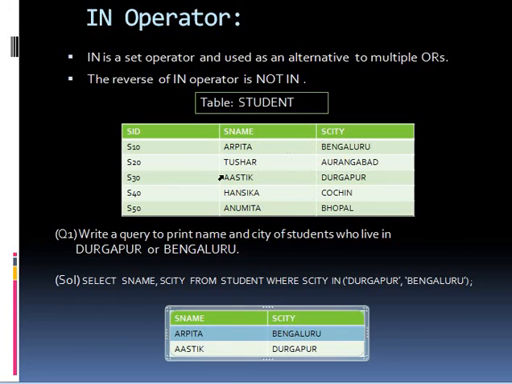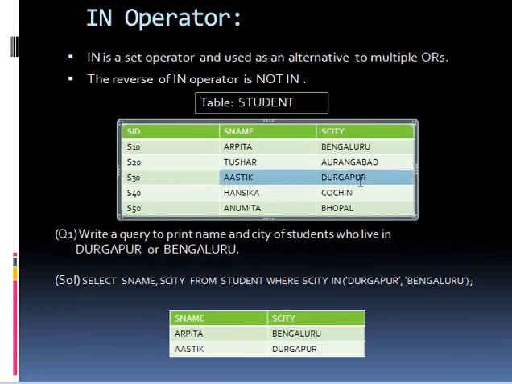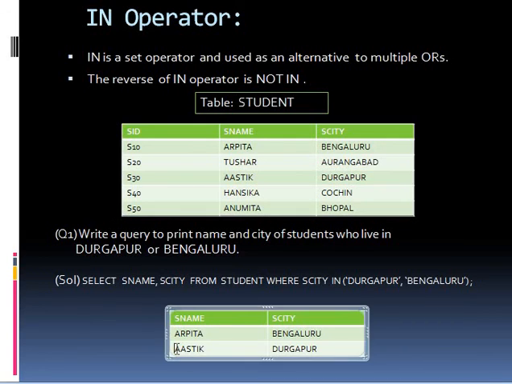Then we have the student Astik. He resides in Durgapur. So the second entry in the output table belongs to Astik, who resides in Durgapur.